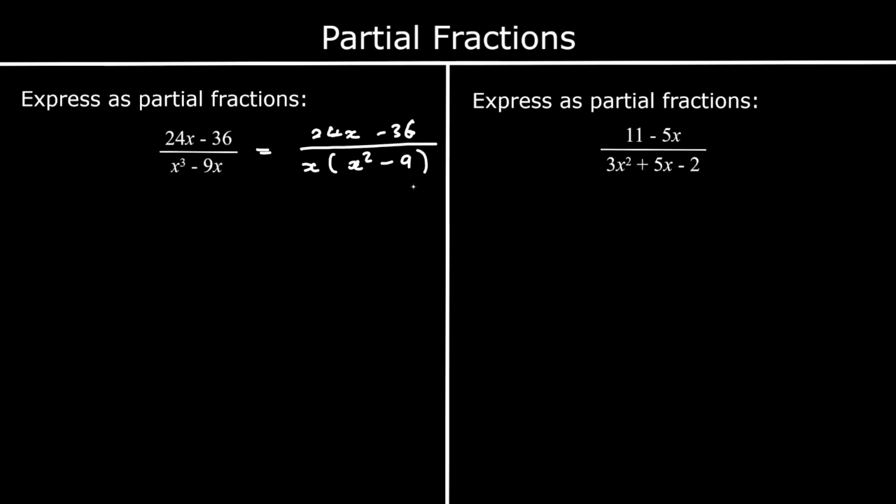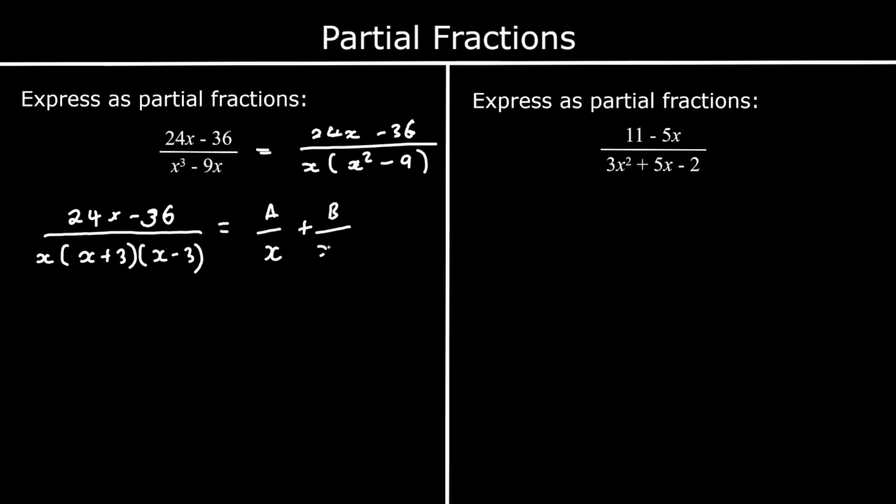And then factorize again. So we've got 24x minus 36 over x times x plus 3 times x minus 3. So we can say that's equal to something over x. This time we're going to have 3 terms: something over x plus something over x plus 3 plus something over x minus 3.